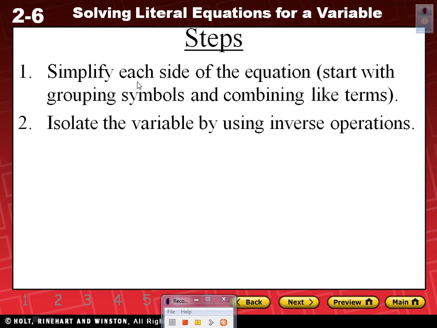Just to double check to make sure everybody understands what we're looking at. When we simplify each side, pretty much we start with grouping symbols, we get rid of grouping symbols, and we combine like terms. When we isolate the variable, that means we use inverse operations to get rid of anything that's around the variable to leave it by itself. We already covered that, right? Yeah. Okay. However, today we're going to be looking at certain type of equations. There's a couple that I need to cover. The first one, we're going to be looking at formulas.